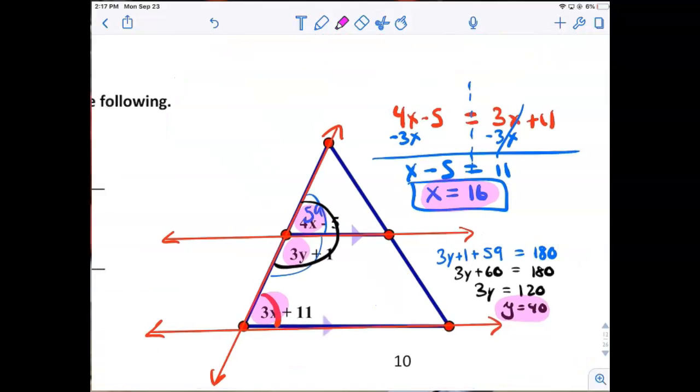So sometimes the two parallel lines in a transversal are hidden in another picture. Make sure you have all this done for tomorrow.